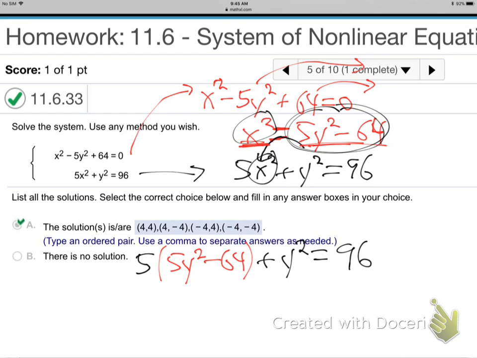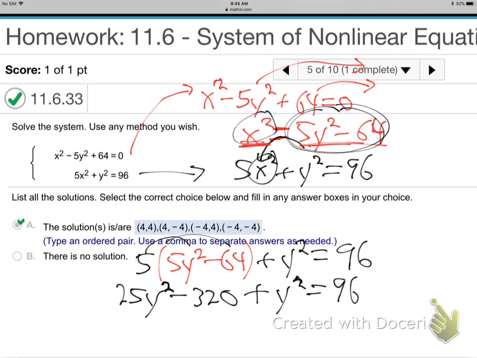I'm not just plugging in for x. I'm not just replacing the x and the 2 power is still there. No, I'm replacing the x, the 2 power, the whole thing, the whole x squared. Everybody see that difference? So then we just solve from here. Distribute. So we get 25y squared minus, what was that, 320, I think? Yeah. Plus y squared is 96.